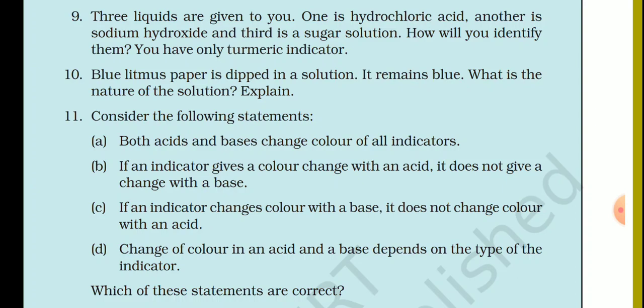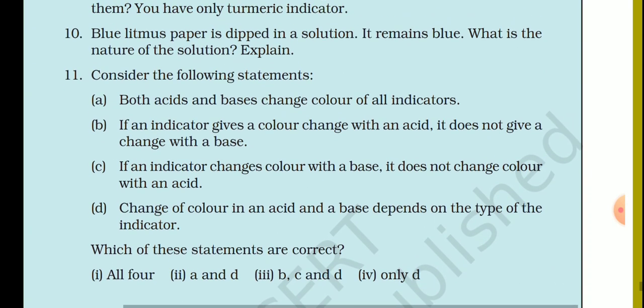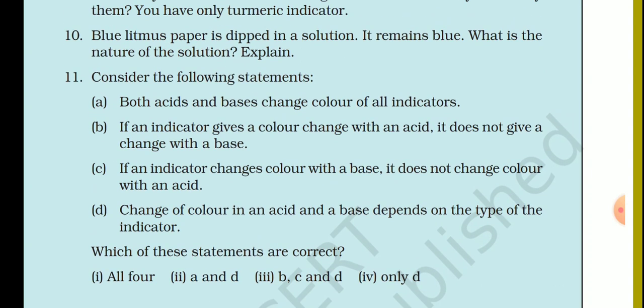Now the next question is, consider the following statements. Which of these statements are correct? A, both acids and bases change color of all indicators. I know that this statement is not correct, because there are some indicators in which the color remains the same. The simple example is turmeric.